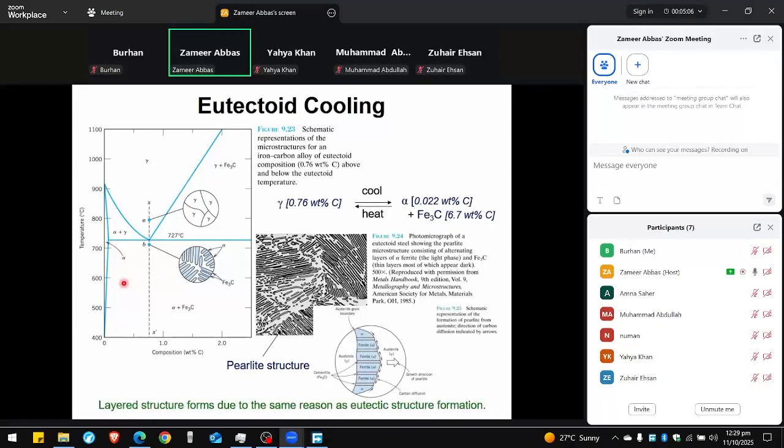Okay, this is the layered structure that forms, similar to what forms in the eutectic. So the difference is basically that in eutectic there is a liquid involved, while in eutectoid there is a solid, but again there is a short diffusion ahead of this interface that forms this kind of alternating layered structures or other structures. So in case of pearlite, this is a layered structure like this.